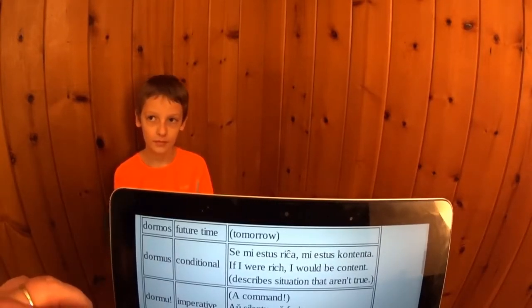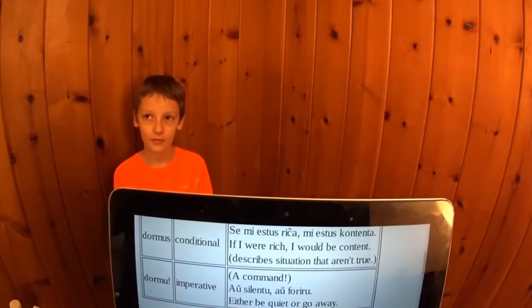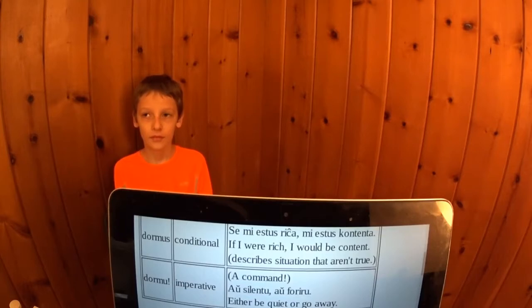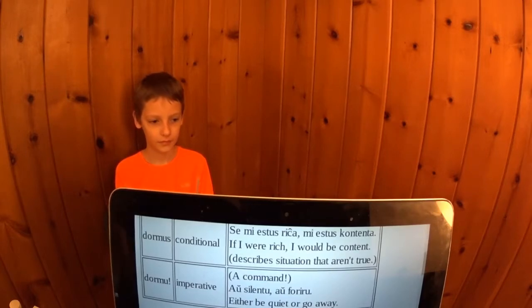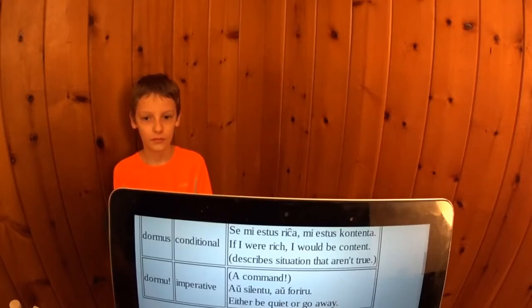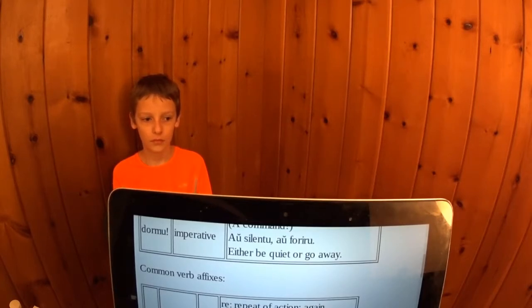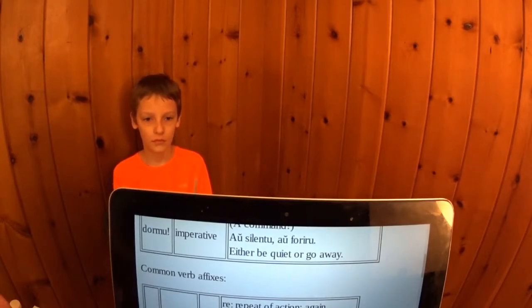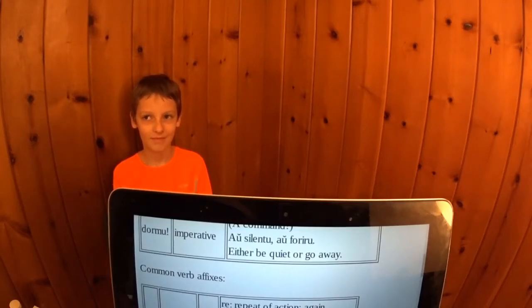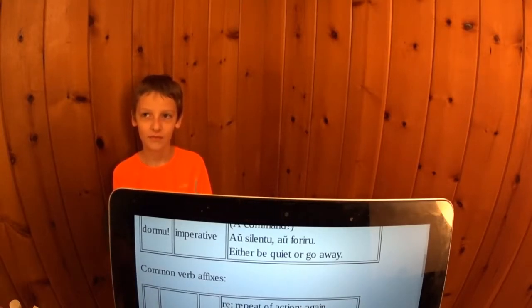And then I don't remember that we actually went over this explicitly in the course, but if you've been following along in Mazi, these won't be new. Dormus has to do with something that didn't actually happen, like a hypothetical idea. Se mi estus riĉa, mi estus kontenta. And then dormu. What does the U ending mean? We saw this a lot in Mazi. It's like an order, a command. Oh yeah. Aŭ silentu aŭ foriru. No, this means either be quiet or go away.